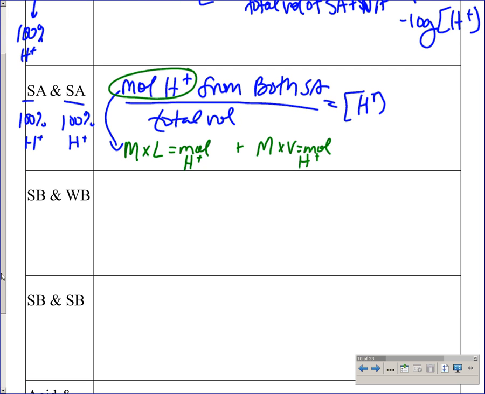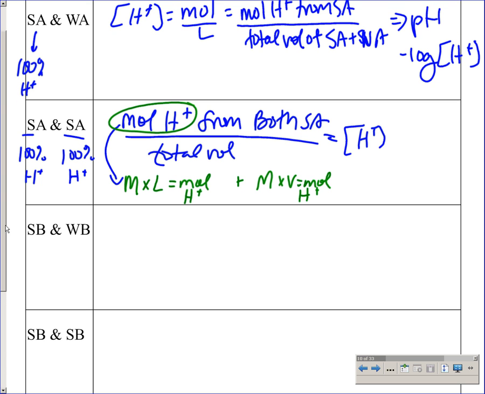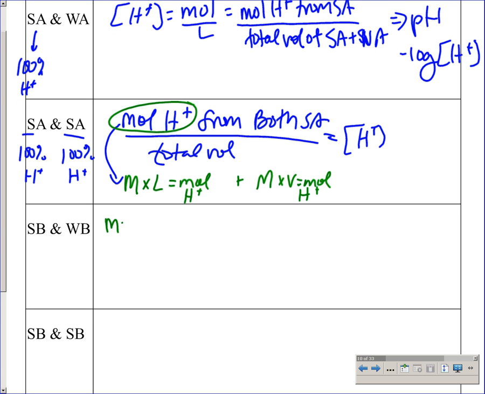Next example is where you have a strong base and a weak base. It's really similar to the first one, where you have a strong acid and a weak acid. So in a strong base and a weak base, you need to take the moles of OH minus from the strong base. How do you get that? You have to do molarity times volume to give you moles. That's the same exact thing.